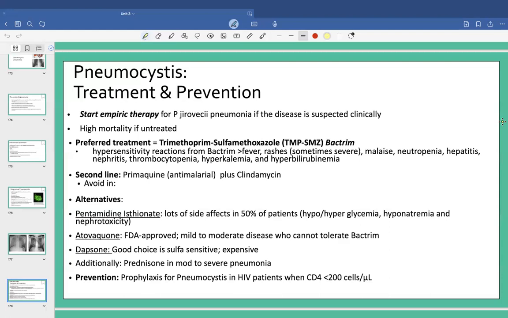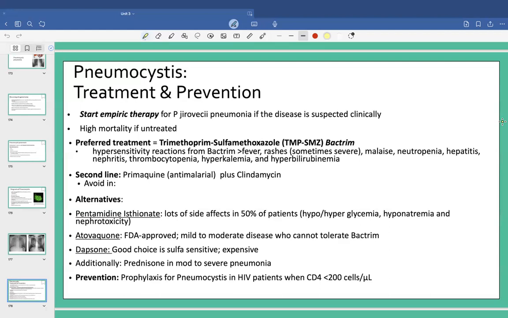Additionally, prednisone. Studies have shown that adjunctive corticosteroids within 72 hours from diagnosis are preferred in patients with HIV and AIDS, especially if you have moderate to severe pneumonia. They suggest that it reduces the mortality and morbidity of the disease.